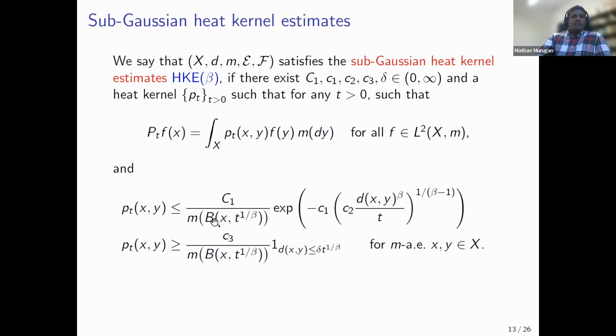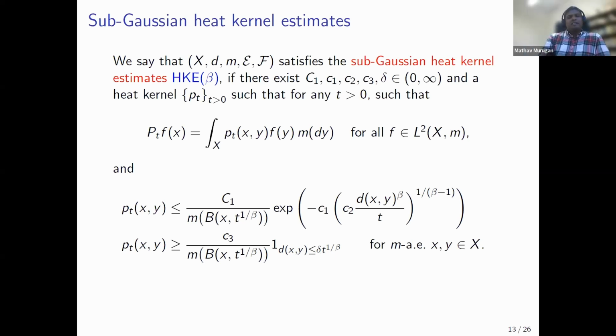So the upper bound is 1 over the measure, where m is the symmetric measure for this process, of the ball centered at x of radius t to the power 1 over beta, with this exponential factor. So if beta equals 2, this looks like the Gaussian kernel, e to the minus distance between x and y squared divided by t. But in general, this is the right quantity to look at. And for the lower bound, we just want a matching lower bound as this first term when the distance between x and y is within the order t to the 1 over beta.